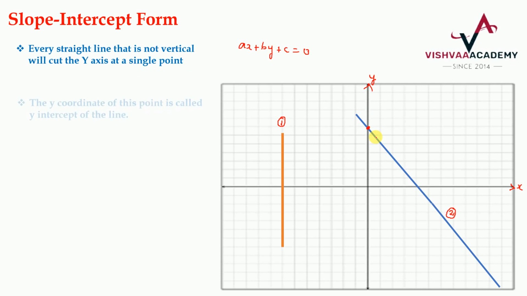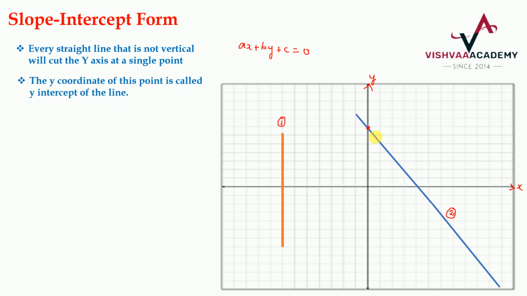The y-coordinate of this point is called the y-intercept of the line. At this particular point, x is equal to 0 and y is equal to some value. That particular y value, or the y-coordinate value, is called the y-intercept of this particular line. That's the meaning.